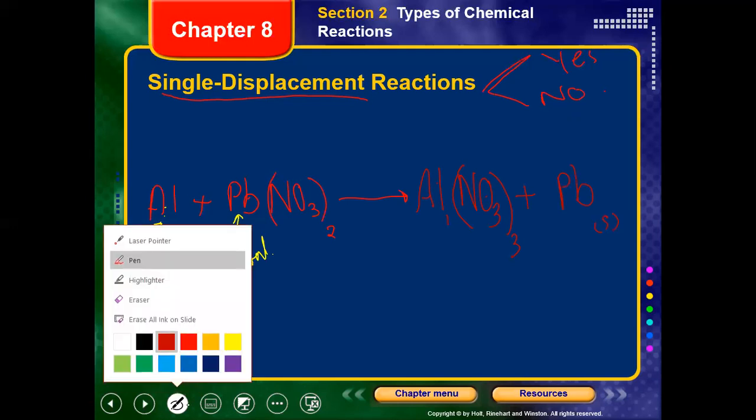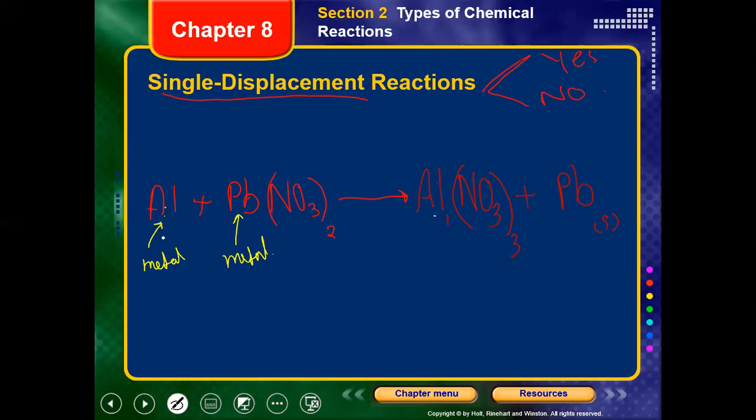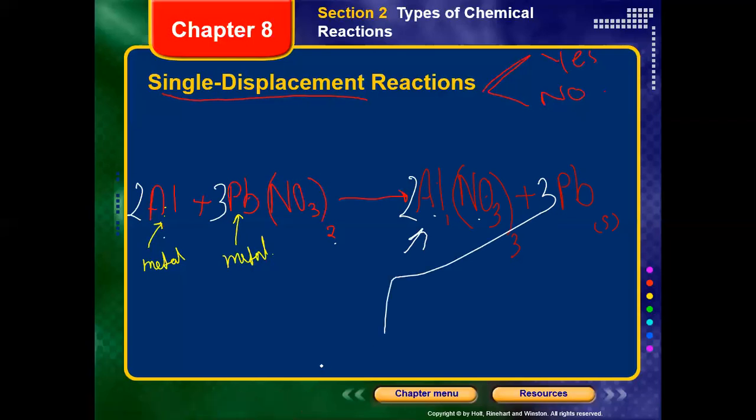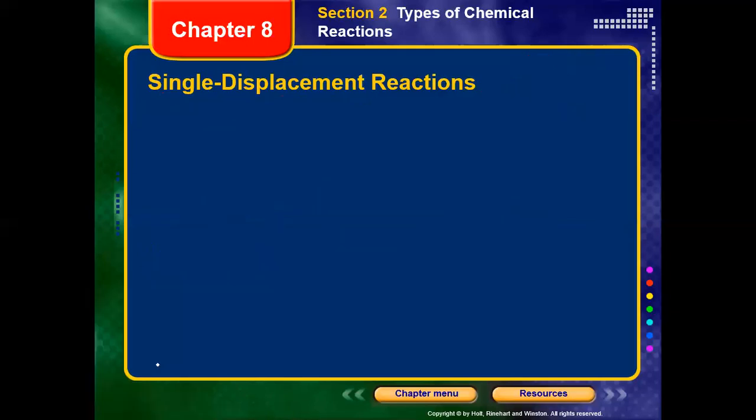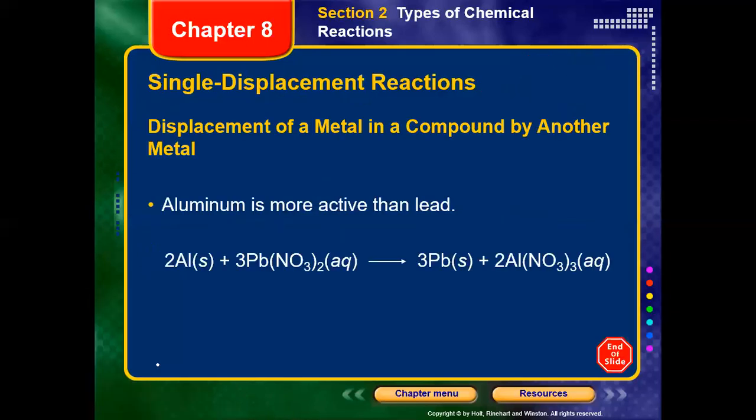Don't forget to balance. How can we balance? 1 aluminium, 1 aluminium, 3 NO3, 2. So we have to multiply by 3 this side and multiply by 2. So we made a change here. This is a revision for balancing. You have to change this side and don't forget to balance. Okay, so 2Al plus 3 lead nitrate gives 2 aluminium nitrate plus 3 molecules of lead, as mentioned here, okay?